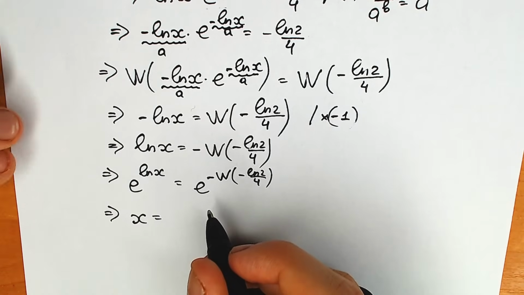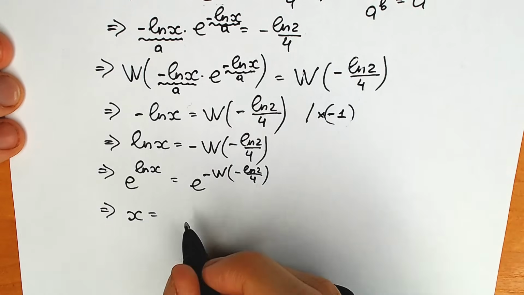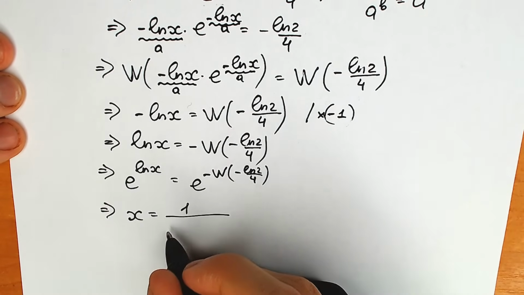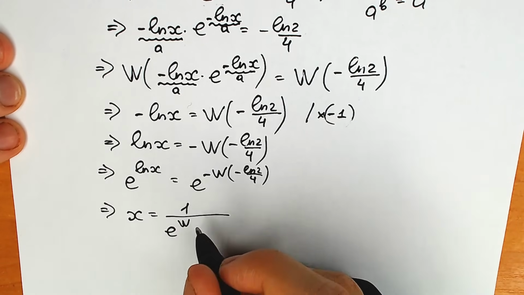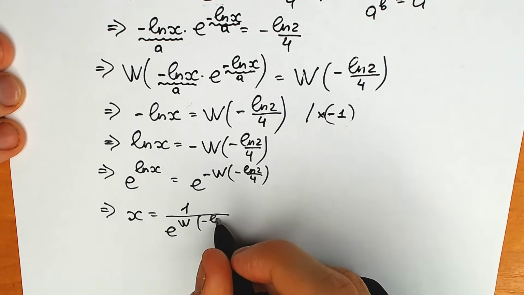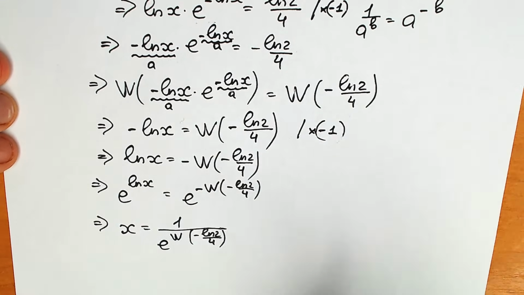On the right side, we have a negative power in our numerator, so we can write it in the denominator: 1 over e to the power Lambert W function of minus natural log 2 over 4. But a few really interesting moments. Okay, this is our answer.